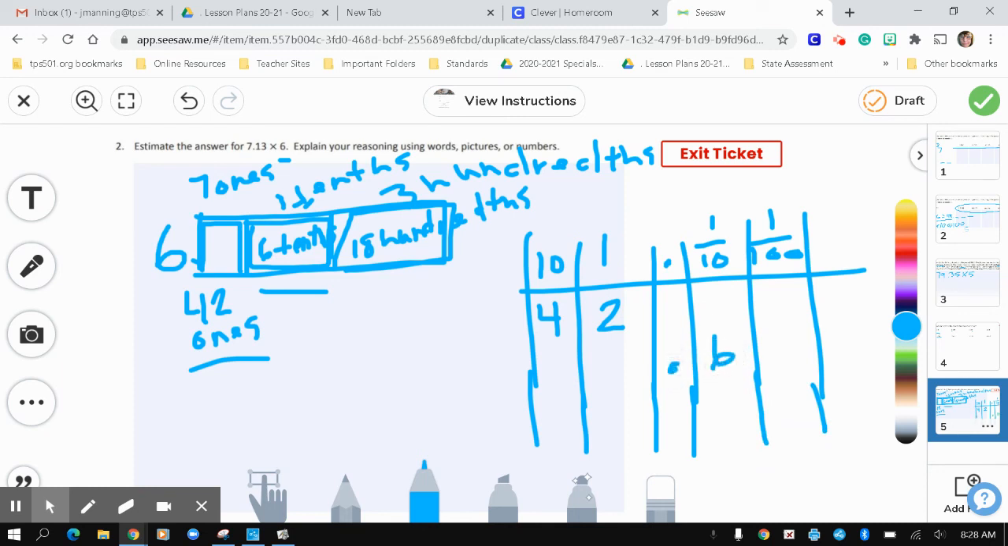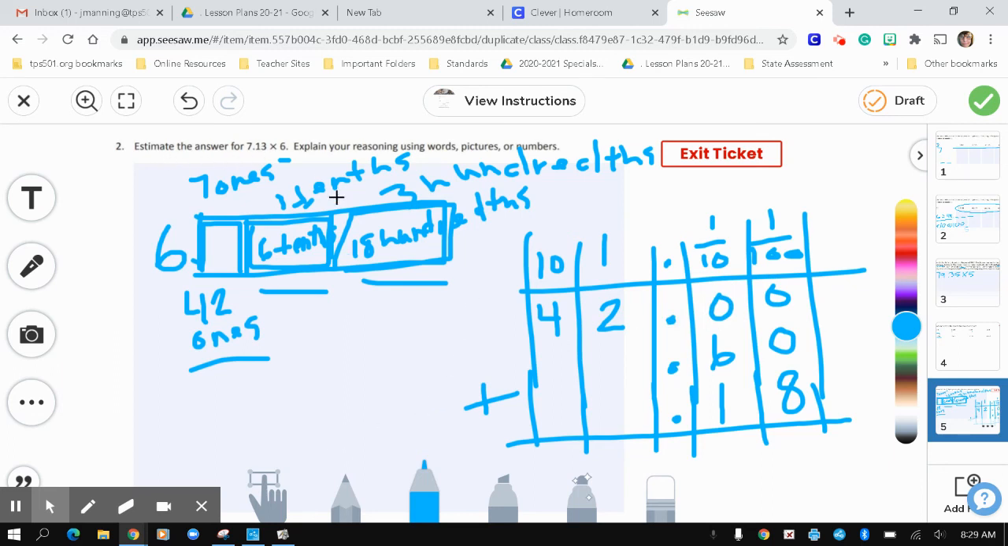Put a decimal. And then I'm going to go over to my next one, and I have 18 hundredths. So the 8 should end up in the hundredths place. My 1 ends up in the tenths. I put a decimal. And I'm going to add those numbers together. But before I can do that, I have to put in those placeholder zeros so that I can do some addition. And now you can add those together.